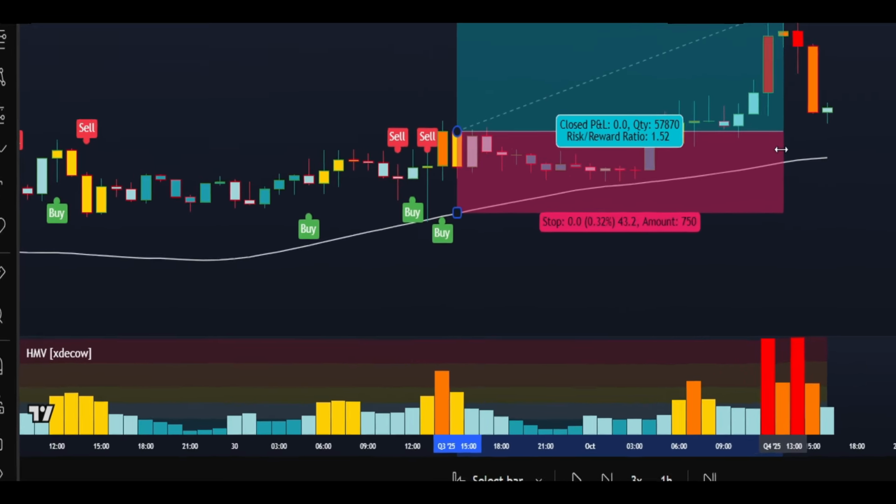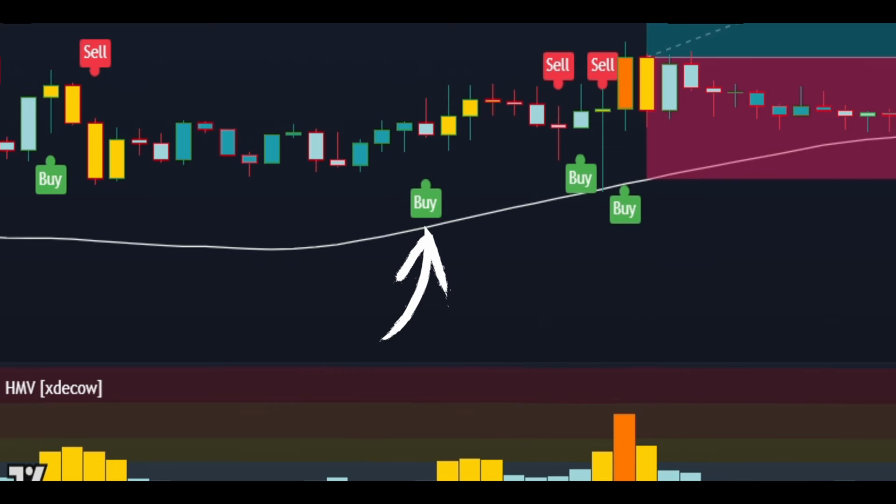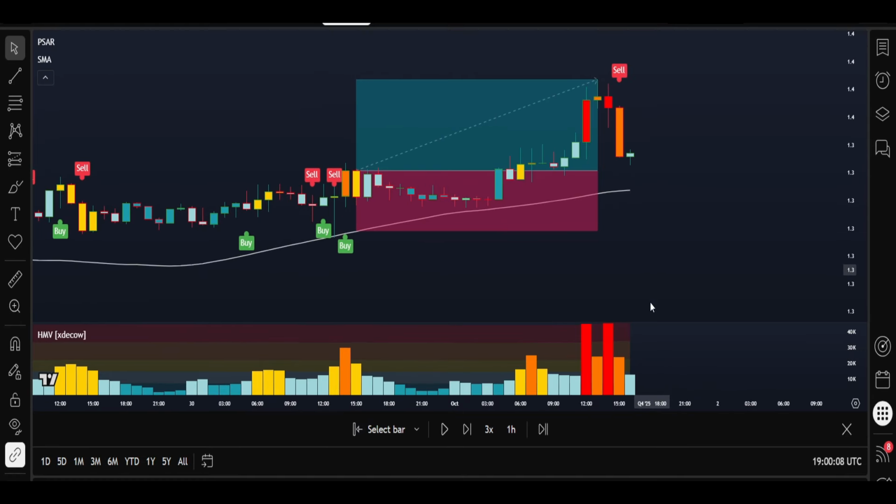Quick tip. If the Parabolic SAR gives a buy signal on a light blue candle, normal volume, skip it and wait for the next flip on yellow, orange, or red.